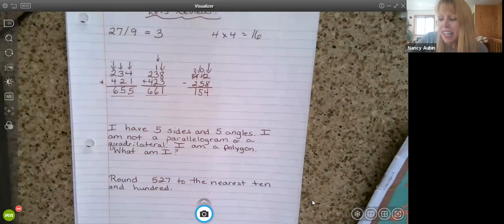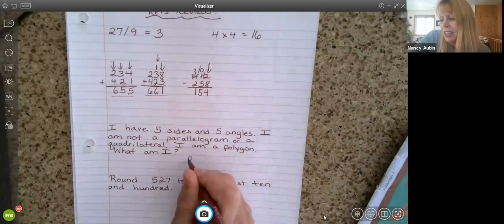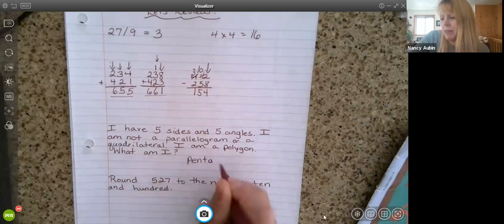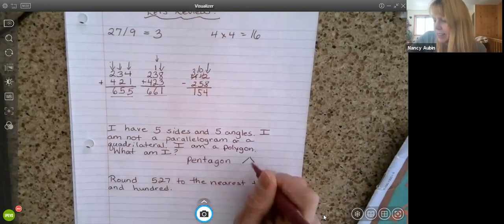I have 5 sides and 5 angles. I am not a parallelogram or a quadrilateral. I am a polygon. What am I? Astria. Pentagon. Yep, pentagon. We should be getting that vocabulary now, right? I always think it looks kind of like a house. Doesn't have to look that way though.